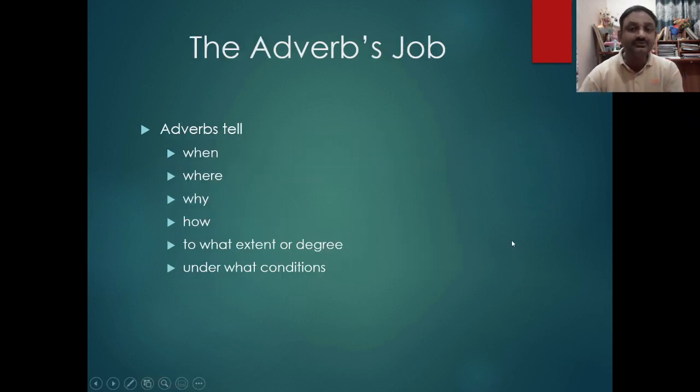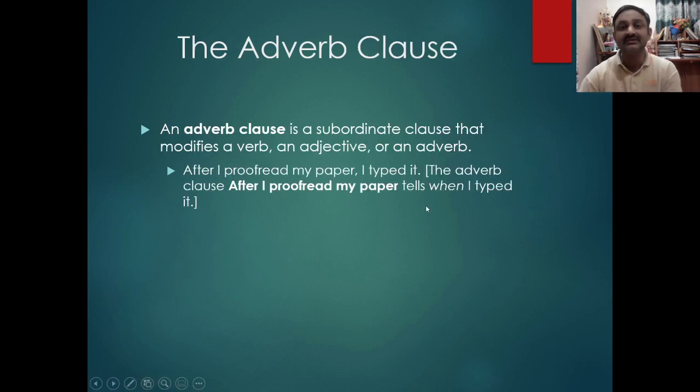The adverb's job. Now what is the adverb's job? An adverb tells when, where, why, how, to what extent or degree, and under what conditions. So an adverb clause is a subordinate clause that modifies a verb, an adjective, or an adverb. For example, after I proofread my paper, I typed it. You can understand it. The concept is given there. The adverb clause after I proofread my paper tells when I typed it.